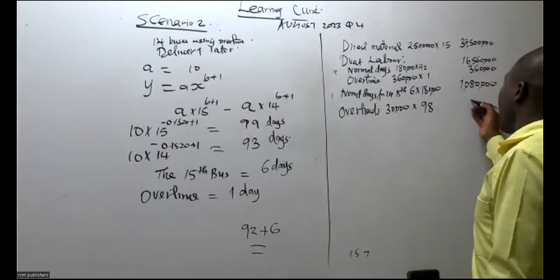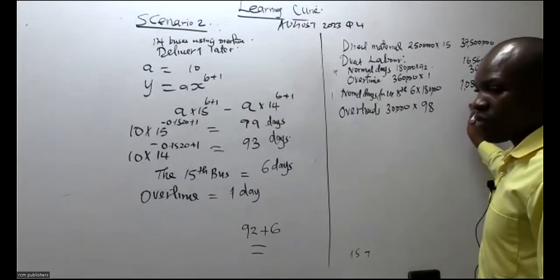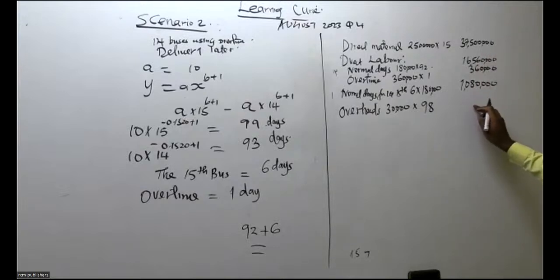So give me the answer here. 98 by 30,000. Tutakuwa na ngapi? Someone.